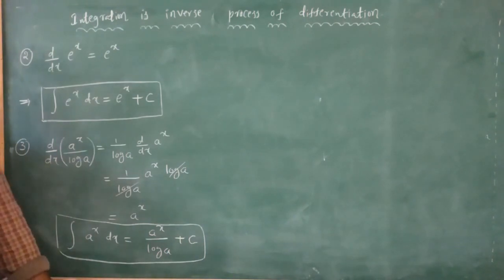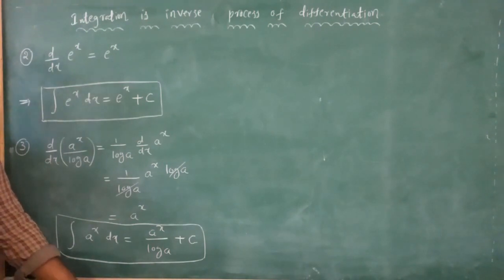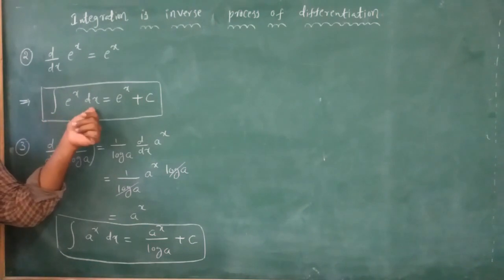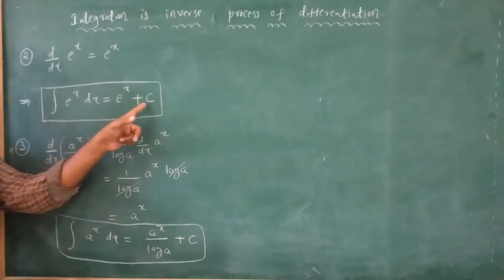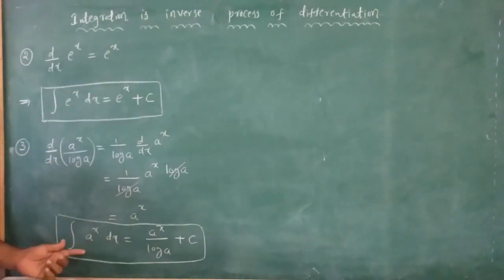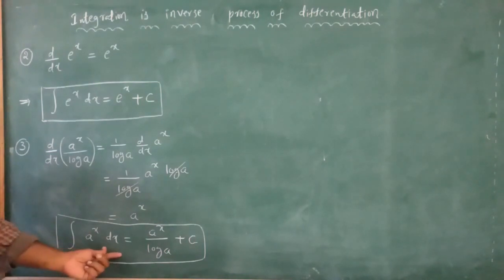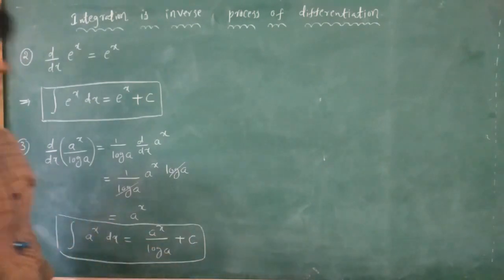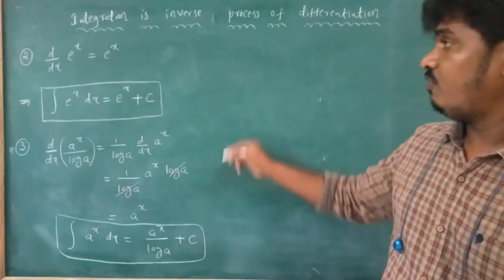What is the first formula? The integral of x^n dx is equal to x^(n+1)/(n+1) plus c. Second one: what is the integral of e^x dx? That is e^x plus c. What is the third one? The integral of a^x dx is equal to what? a^x divided by log a plus c. Next, we will see the fourth one.